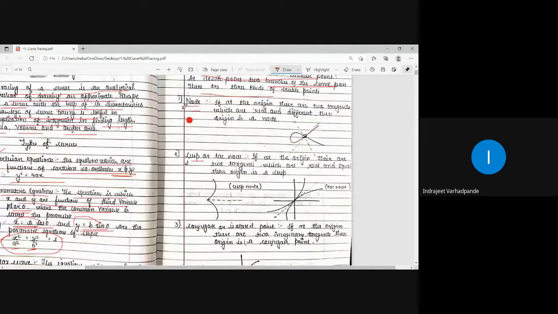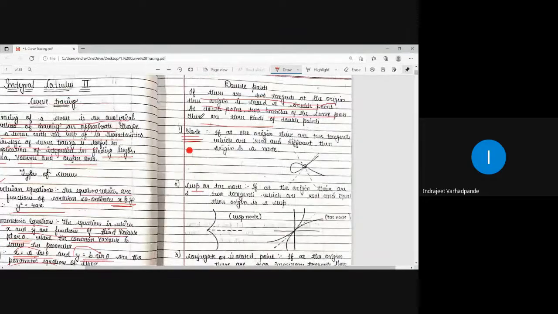Number one, it is identified or called as node. If at the origin there are two tangents which are real and different, then origin will be a node. Now the question arises how to get this tangent. The rule will be specifically given in the set of procedures or the steps what we will be following, that how to determine the tangents. If those tangents appear to be real and different, we say that it is node.